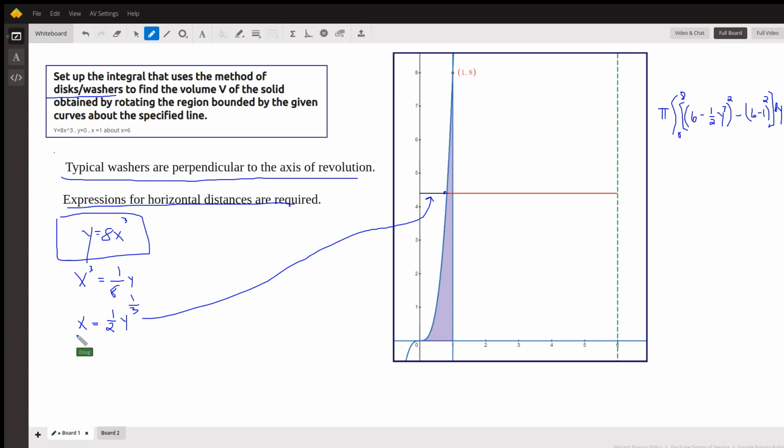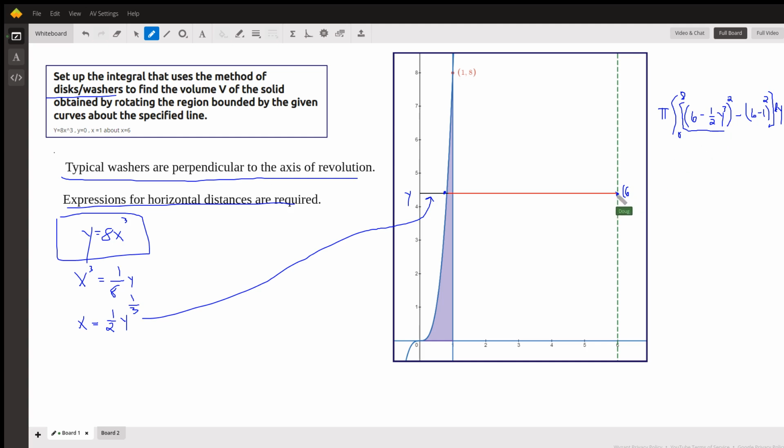So if I divide both sides by 8 and then take the cube root of both sides, this distance right here for every y between 0 and 8 is 1/2 the cube root of y. And so when I want to find an expression for the outer radius and then square it, I'll take the x coordinate at the right, which is 6, and subtract the x coordinate at the left, which is 1/2 y to the 1/3. So if I square that quantity, that's the outer radius squared.